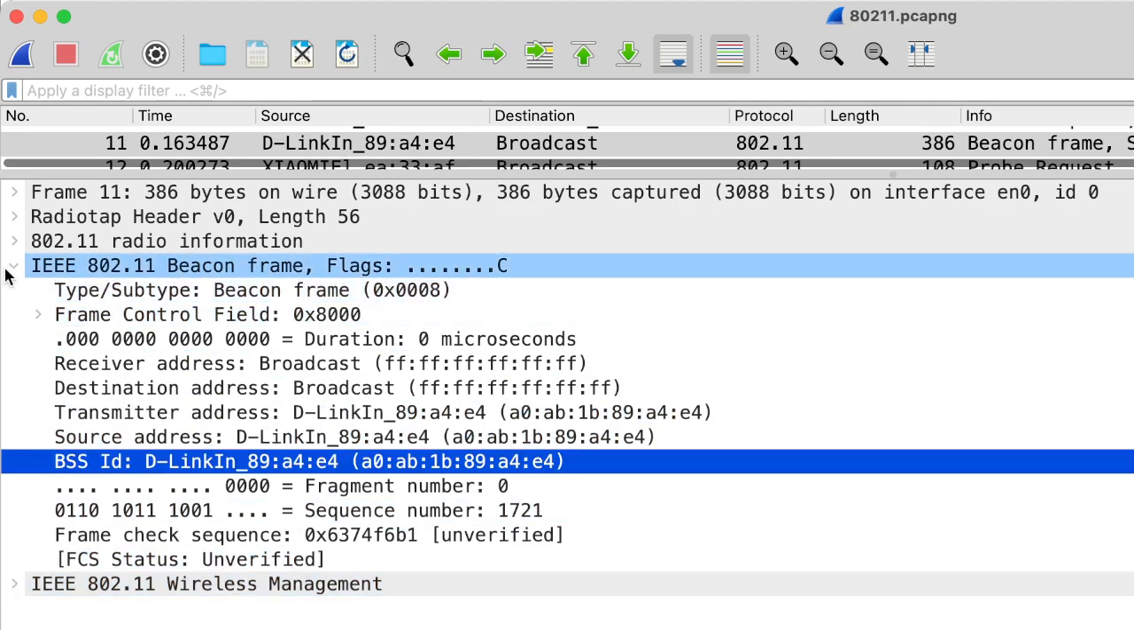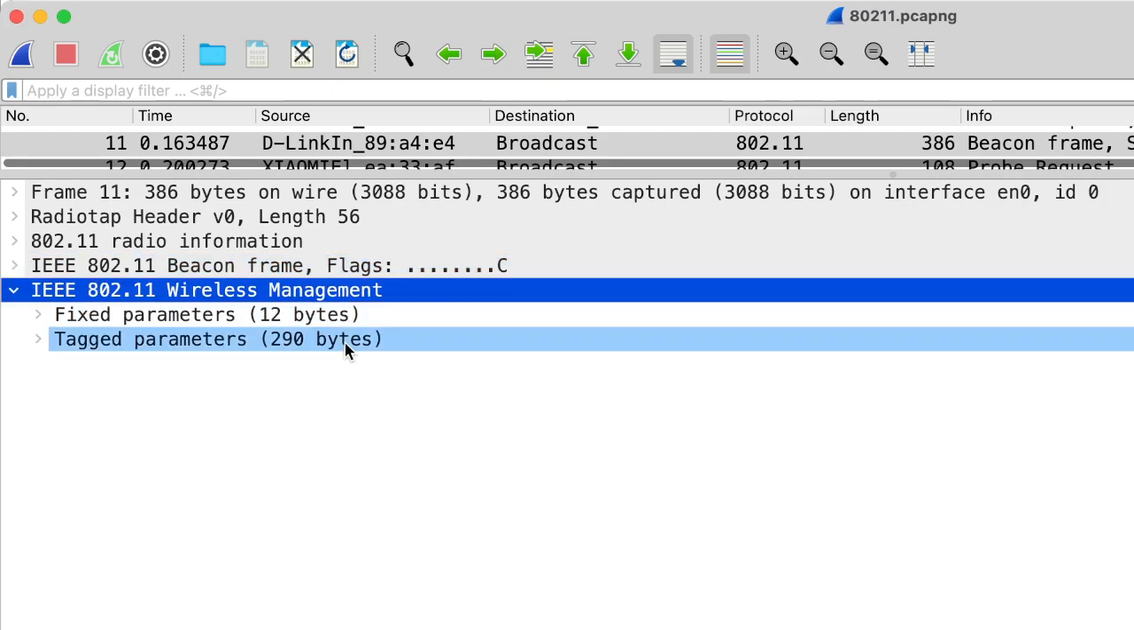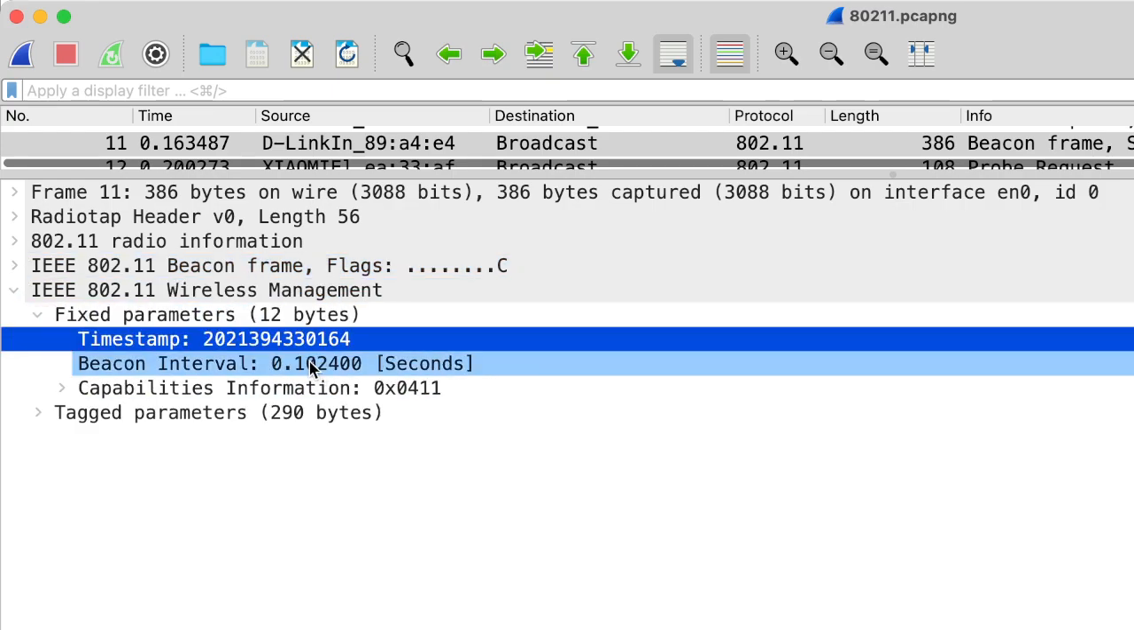Okay, so there is some other information, for example, right here, the beacon interval.